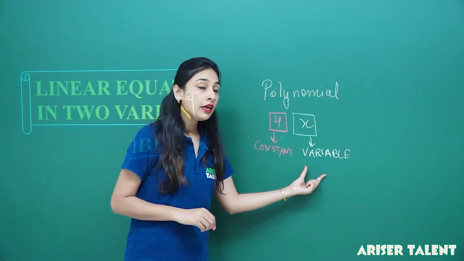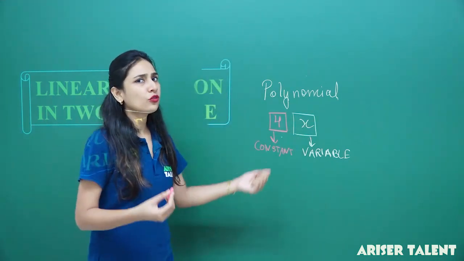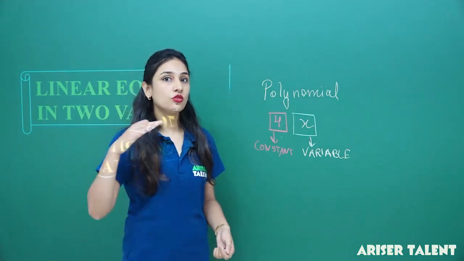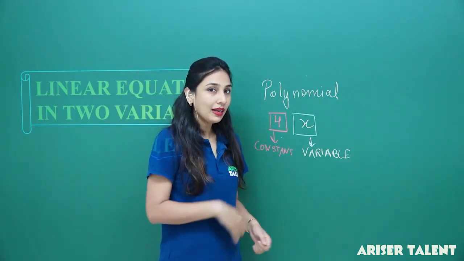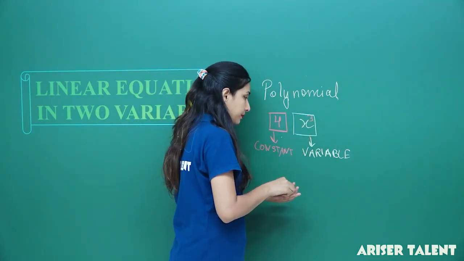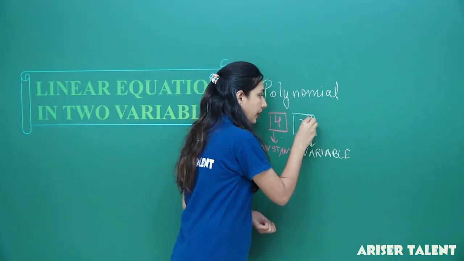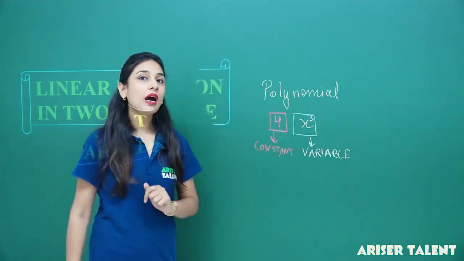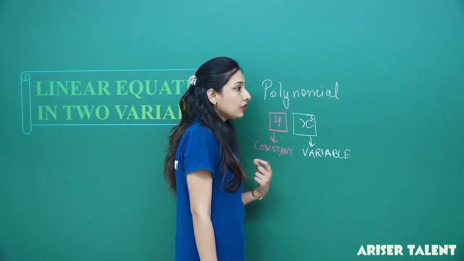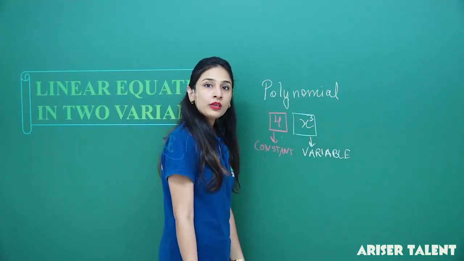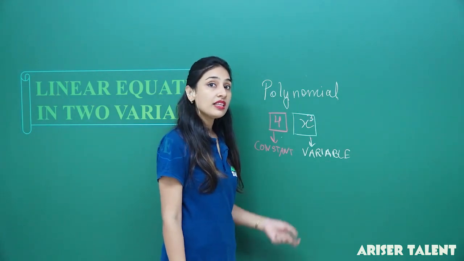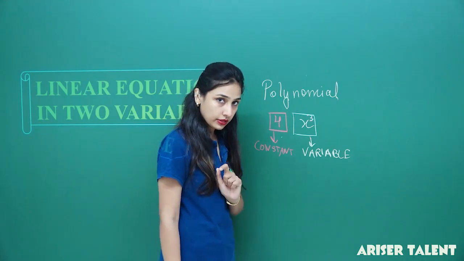Now, students, this variable, that means this x or y or z or t, can have some power, like cube. So in this, 3 will be its power and we define it as the degree. The highest power of the polynomial will be known as the degree of that polynomial, students, right?